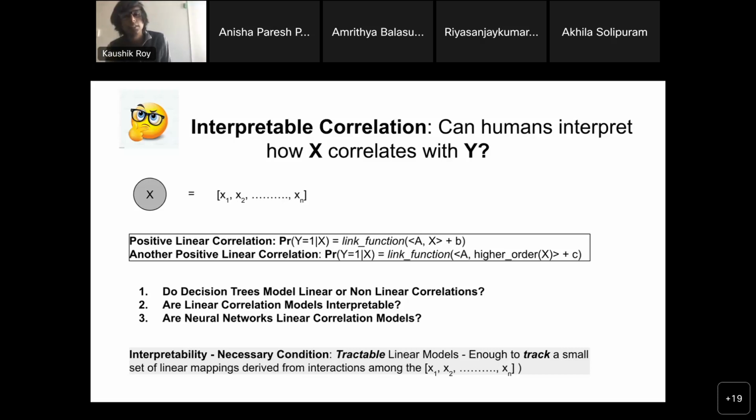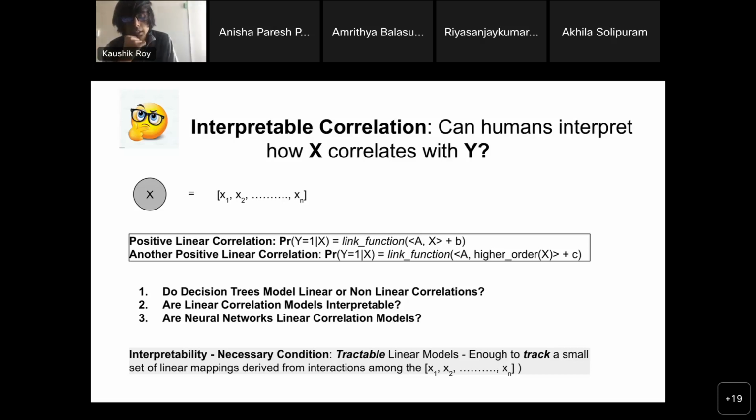But essentially, under the hood, what is going on in a kernel support vector machine is a linear function is being learned where x is replaced with a high dimensional mapping of x. So that's an example of the second type of function that you see here. Another example of the second type of function that you see here is a neural network.